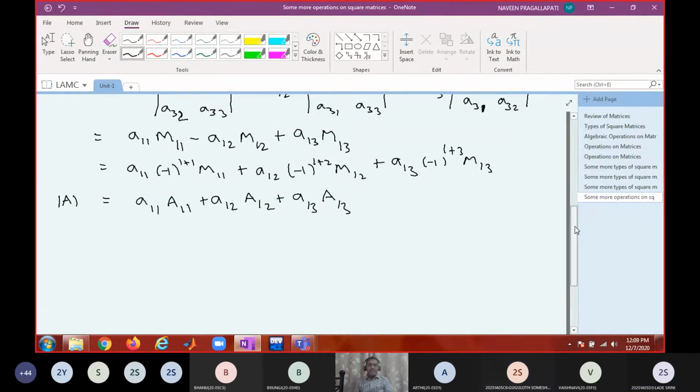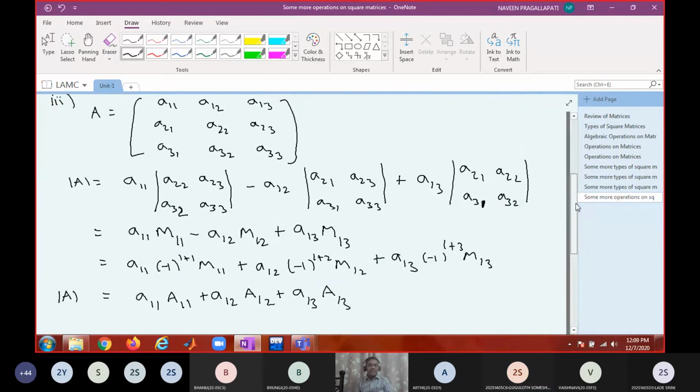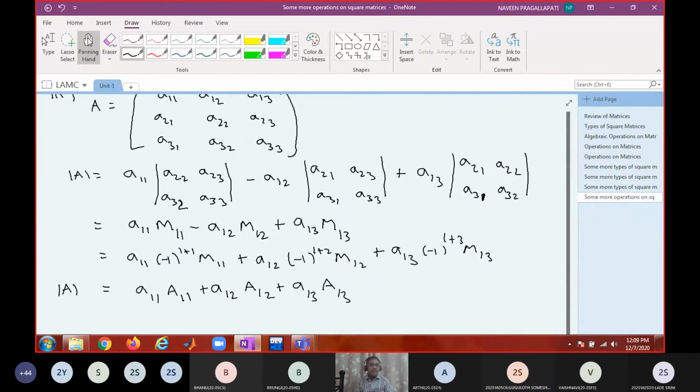So what is the definition of a determinant? You take a row. In that row, take an element and multiply with its cofactor. Take the next element, multiply with its cofactor. Take the next element, multiply with its cofactor. Take the sum. Is there any specialty with the first row? You can select any row, or you can select any column.